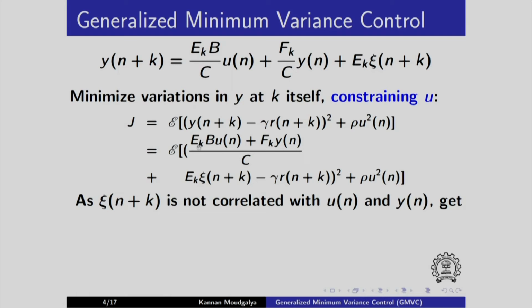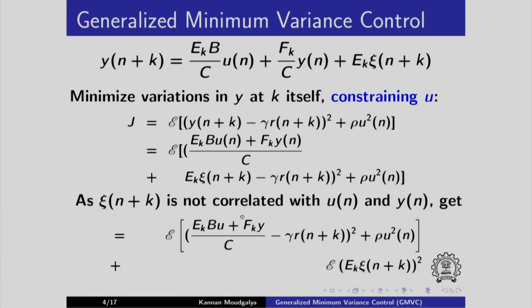Notice that when we take a square of this, the cross term need not be considered. That is because C of n plus k is the future noise. It is not correlated with the current input, current output and so on. When we remove that cross term, we get the following expression.